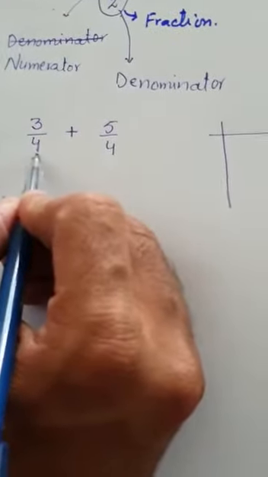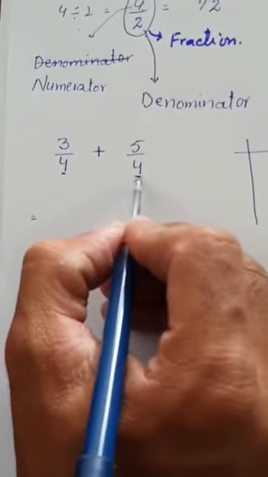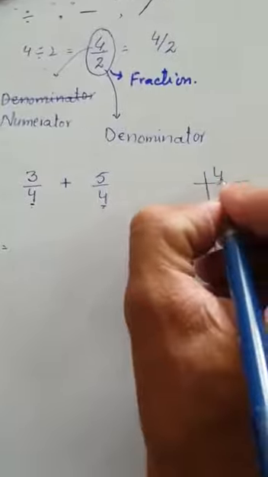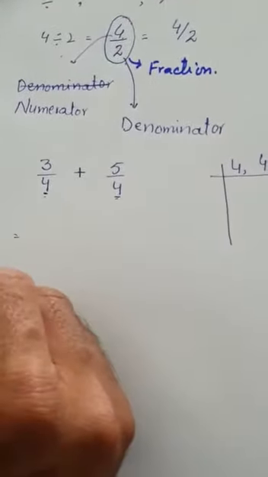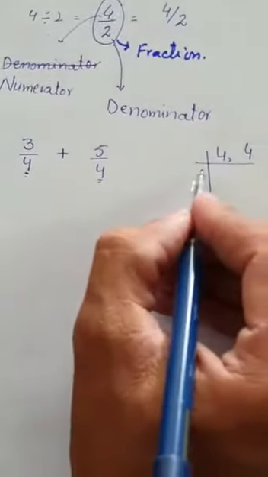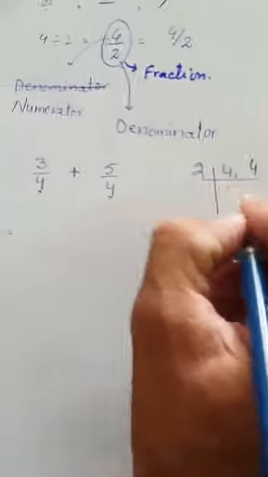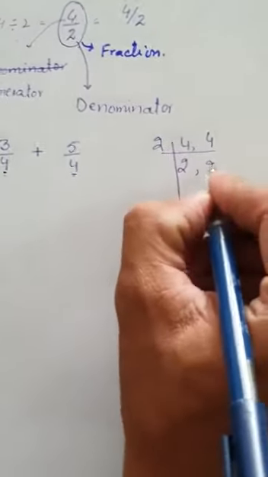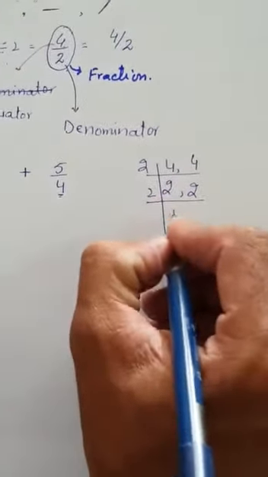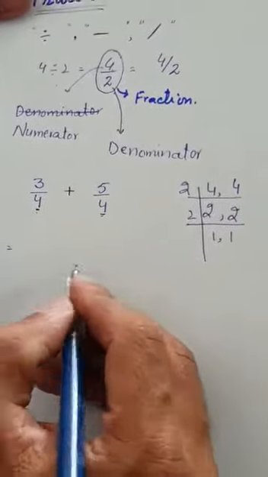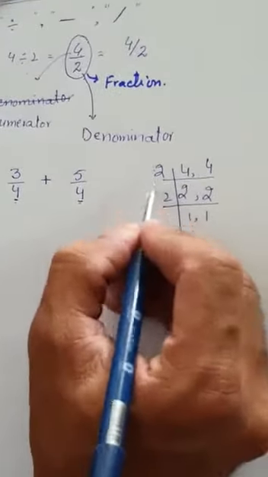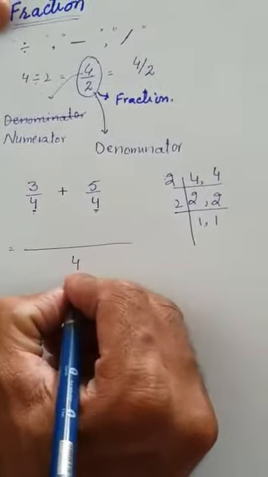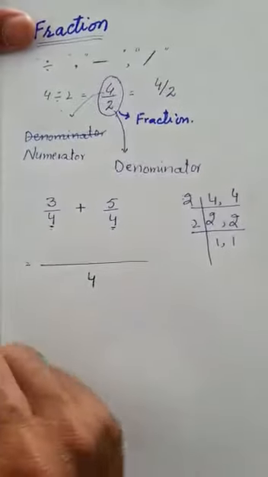The LCM we need to find is of the denominators. Okay, all the terms written in the denominator, you have to write them here with a comma, okay. And starting with the smallest number, 2 2s are 4, comma, now for this 4, 2 2s are 4, and again 2 1s are 2 and 2 1s are 2. After this you will multiply both of these two. 2 multiplied by 2, which will be equal to 4. We will write the 4 here as the LCM of 4 and 4.